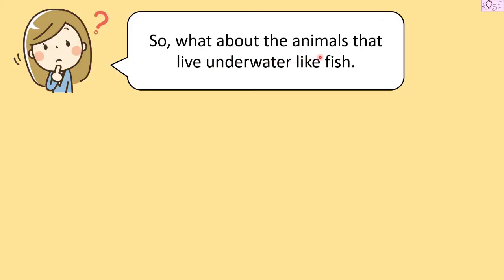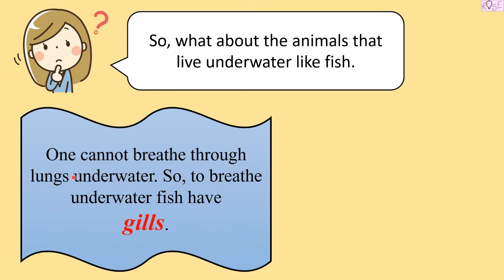So what about the animals that live underwater like fish? We cannot use lungs underwater. So there must be some special type of organ present in underwater animals to breathe, because every living organism needs to breathe. It is the essential part for living. One cannot breathe through lungs underwater. So to breathe underwater, fish have gills.